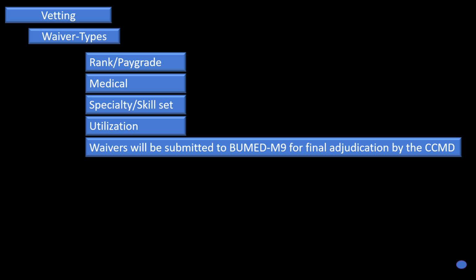Utilization. And then our waivers have to be submitted to BUMED M9, but final adjudication is going to be done by the combatant command. So any waivers for rank, for medical issues, for specialty skill set or utilization have to be submitted to BUMED M9, to operational medicine and capabilities up in BUMED, but the final adjudication is going to happen with the combatant command.